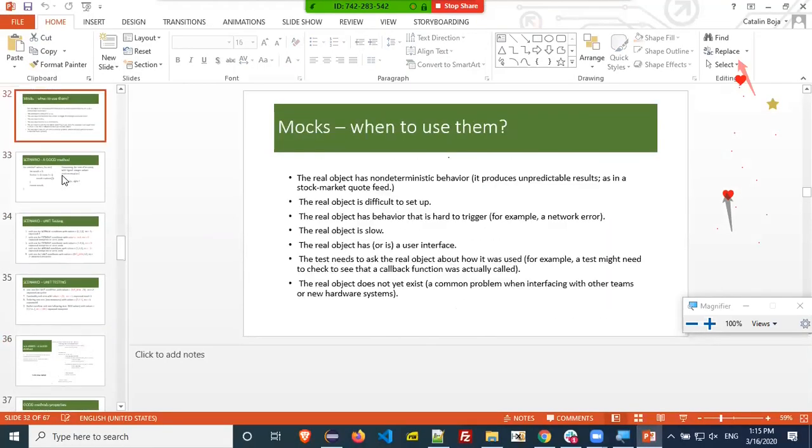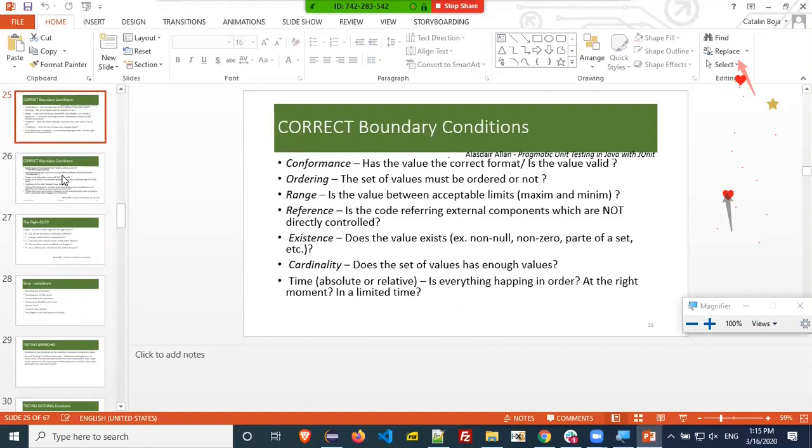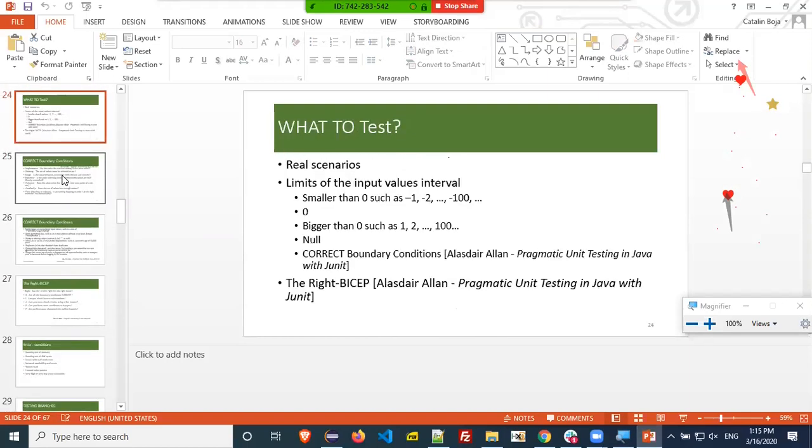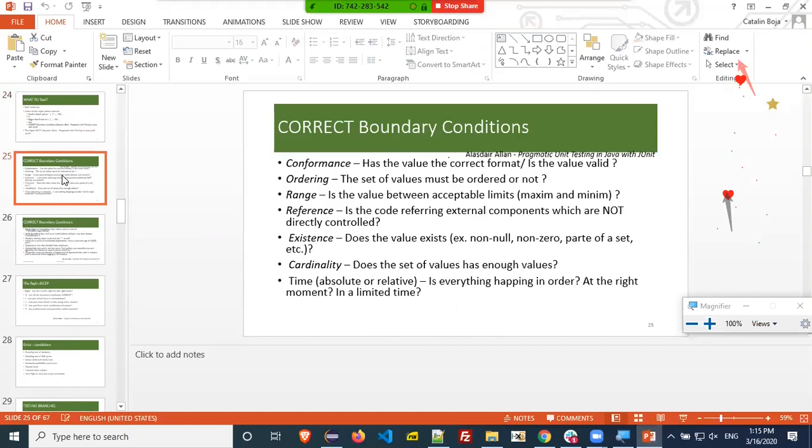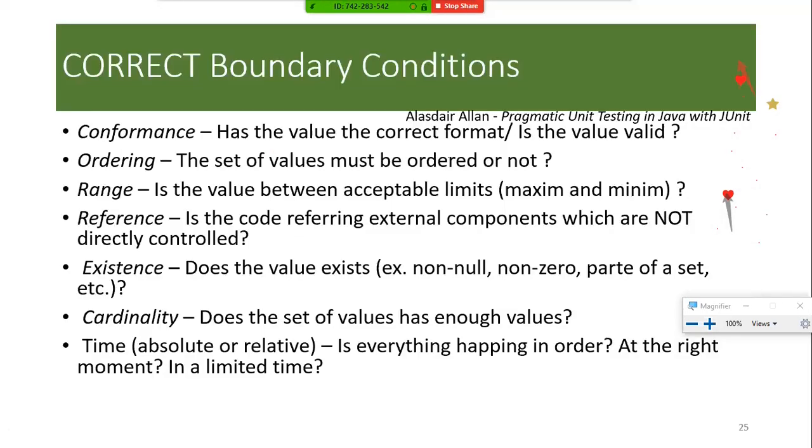Now, in order to be able to find all the conditions, that's why I recommend you that book. We are following the, let's say, the classification of conditions to test based on the pragmatic unit testing book. You have them here. So you have CORRECT and Right-BICEP. Now, both classifications are overlapping. More than half of the conditions are similar or are the same, but they have different names. So this is CORRECT.